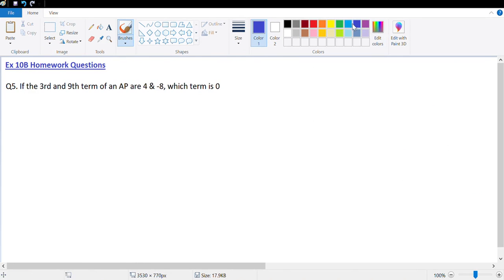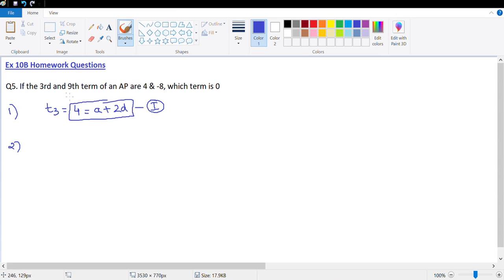The first homework question was question number 5. It says if the third and the ninth term of an AP are 4 and negative 8, which term is 0? So what is given is T3 is equal to 4, which is equal to A plus n minus 1, in this case 3 minus 1, so that's A plus 2D. That's my first equation. So A plus 2D is equal to 4.